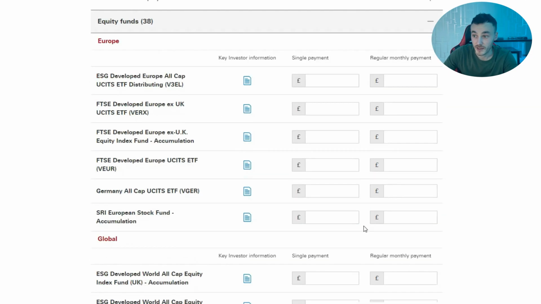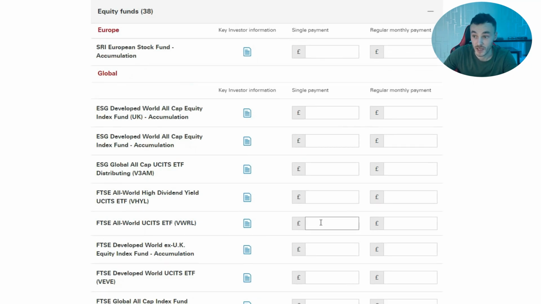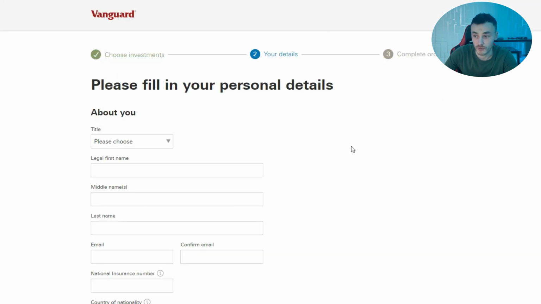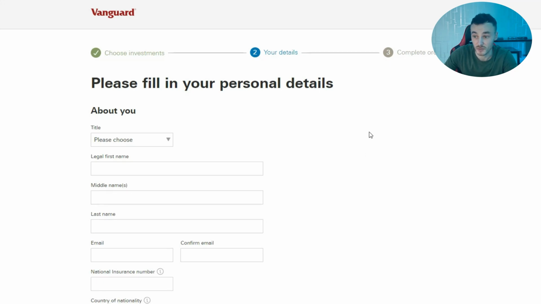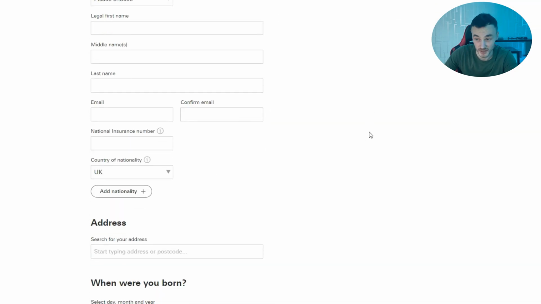In today's example, I go with a global fund in equity funds and continue with a single payment of £500 and then click Next. Here you just have to fill in your personal details and then click Next. On the next page, you just have to complete your order, and after that you are ready to go. Your Vanguard account is up and running.